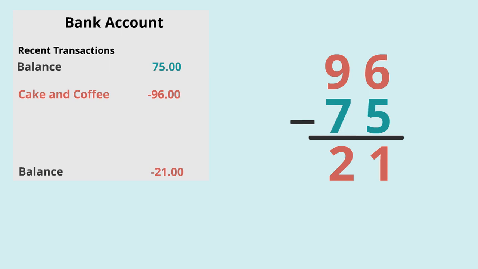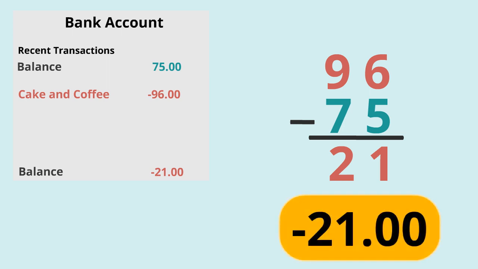If you use the second method, the written method, you should have something that looks like this. Again, the difference between 96 and 75 is 21. So we owe the bank €21. Minus 21 is our balance.